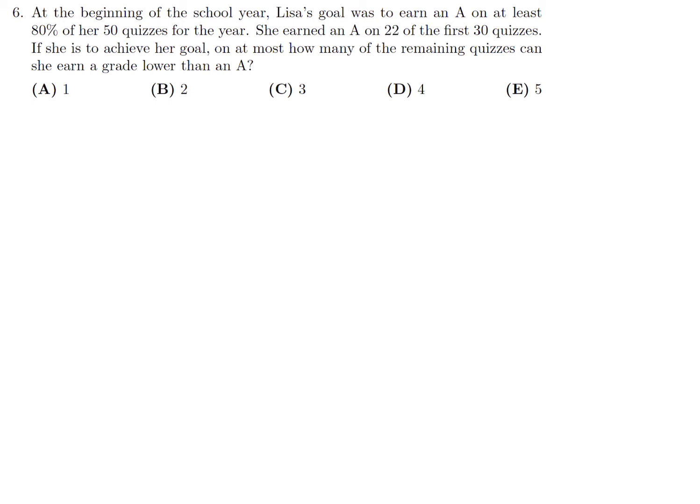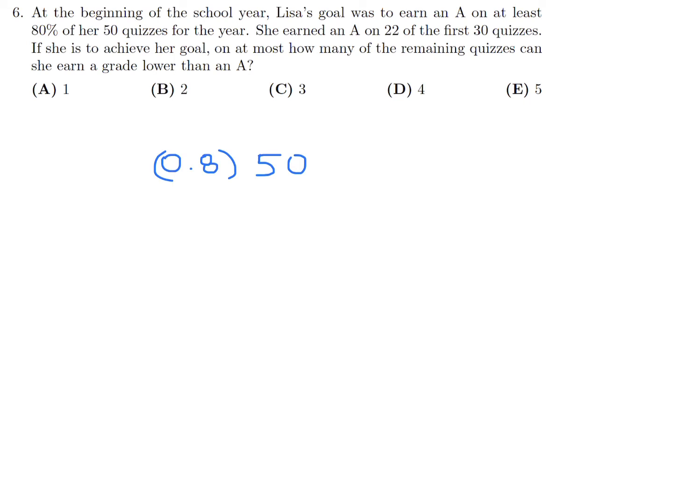At the beginning of the school year, Lisa's goal was to earn an A on at least 80% of her 50 quizzes for the year. She earned an A on 22 of the first 30 quizzes. If she is to achieve her goal, on at most how many of the remaining quizzes can she earn a grade lower than A? So 50 quizzes, and she wants an A on 80% of them, right?